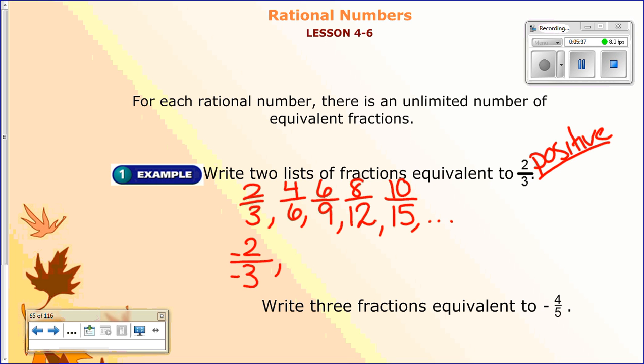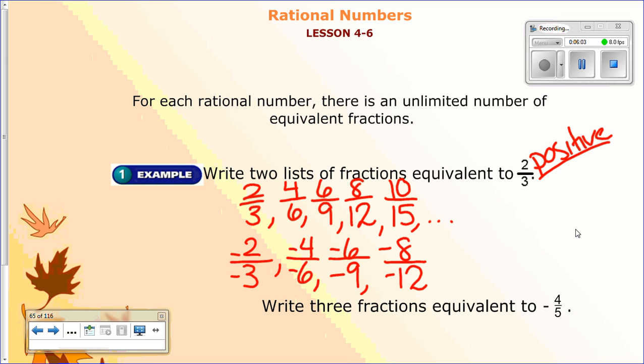Well, I could times this one by 2. -2 times 2 is -4. -3 times 2 is -6. -2 times 3 is -6. -3 times 3 is -9, and so on. -8 and -12. So all of those are equivalent. There's my two lists. I have my positive list and my list of negatives.